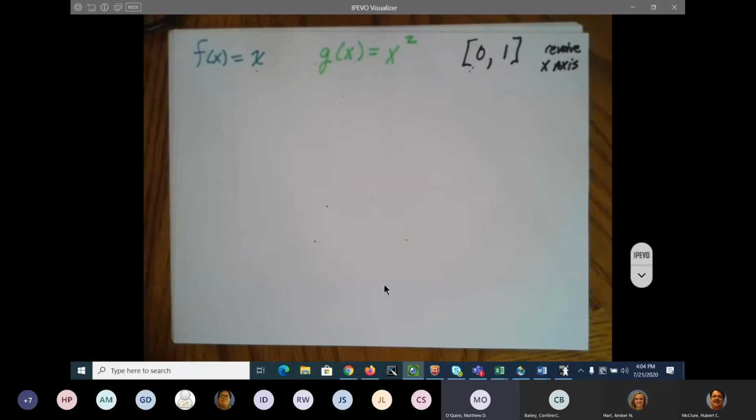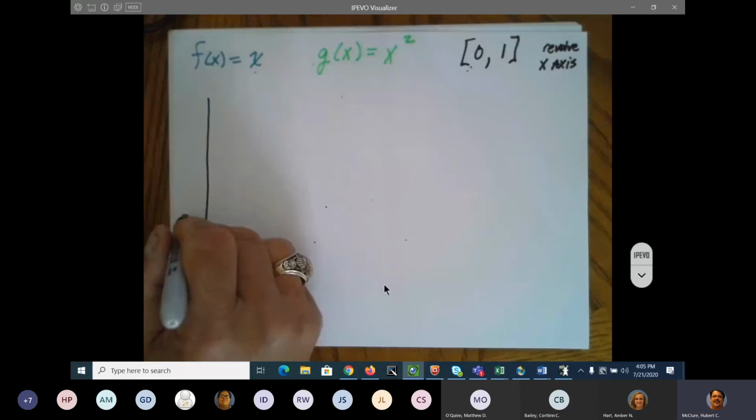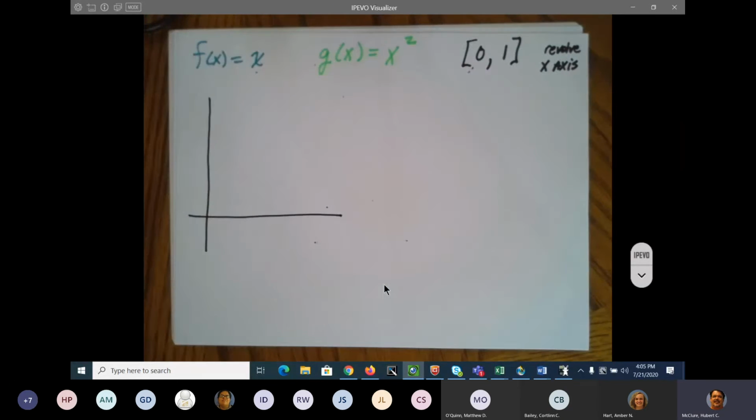All right, so I'm going to draw my handy dandy graph. And again, I know it's in the first quadrant because I'm doing 0 and 1. So here's my x.